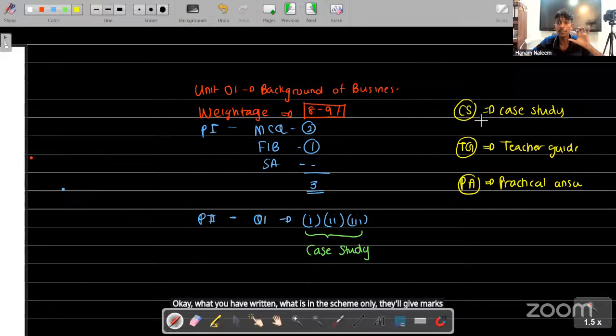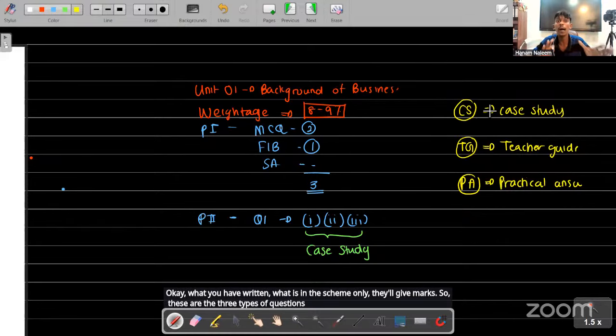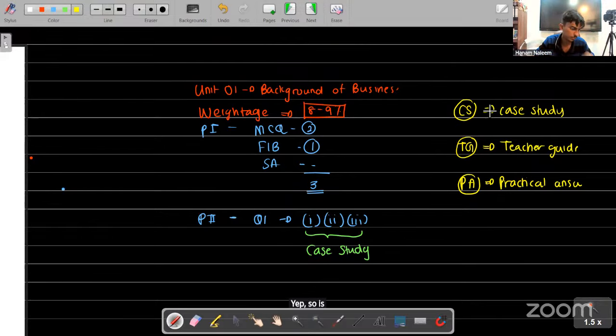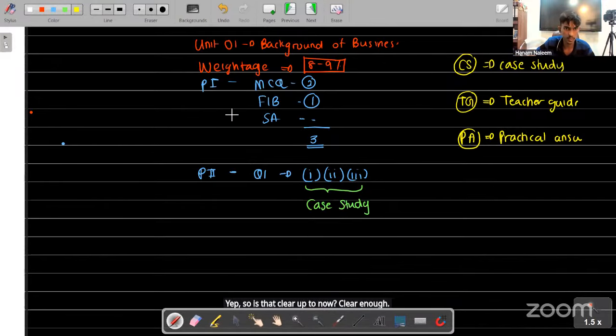So these are the three types of questions where part 2 can be tested. So before writing an answer for a part 2 question, think about this: the case study, the teacher's guide, the practical. Is that clear up to now? Clear enough? Okay, all good.